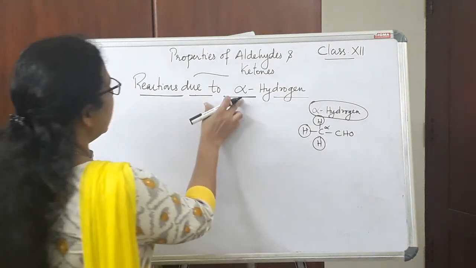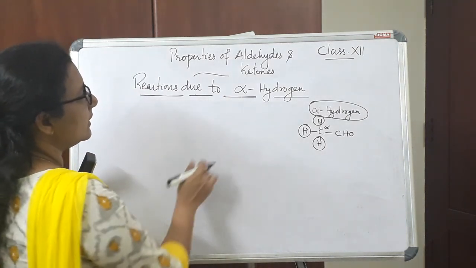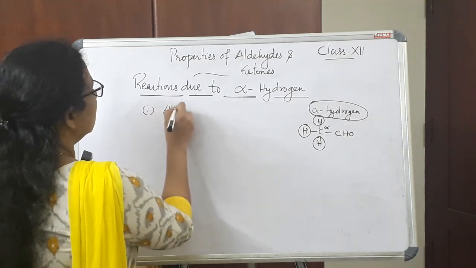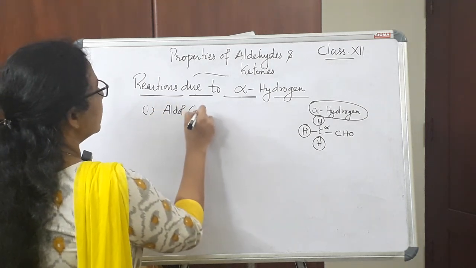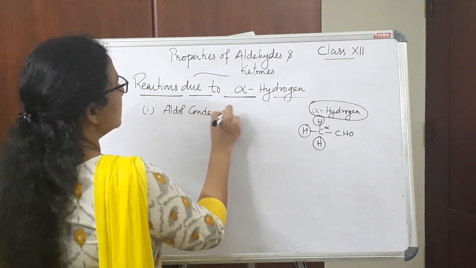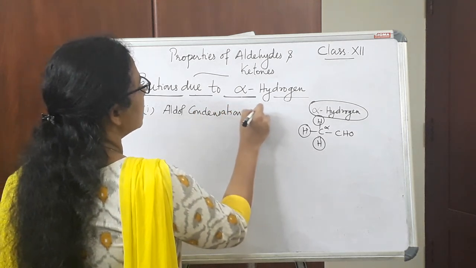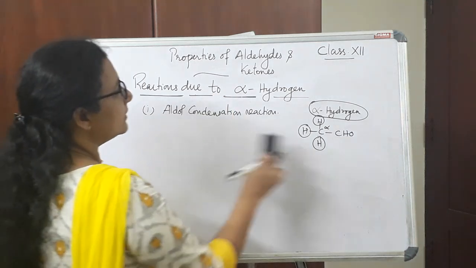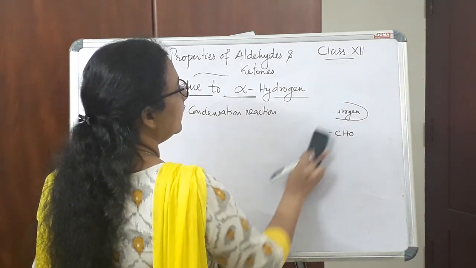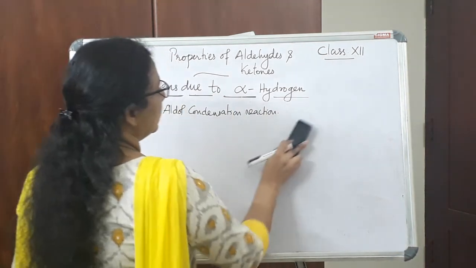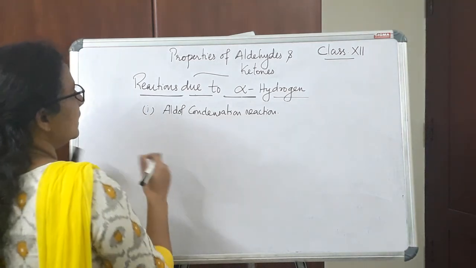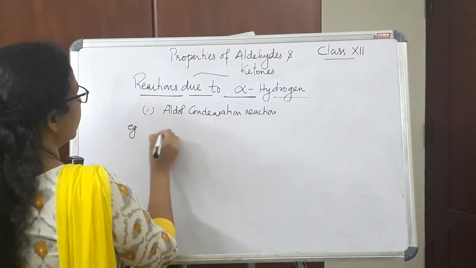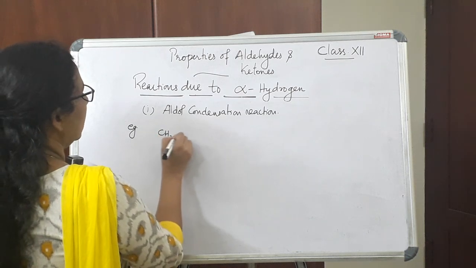Let us see the reactions due to alpha hydrogen present in aldehydes and ketones. The first one is the aldol condensation reaction. This aldol condensation reaction is the reaction due to alpha hydrogen present in aldehyde and ketone. First of all, we will see the aldol condensation reaction with aldehydes. We can take acetaldehyde.